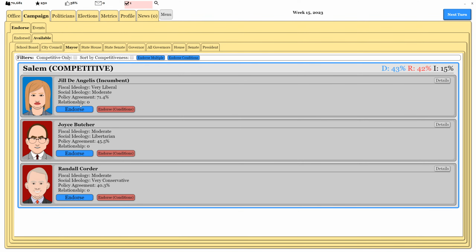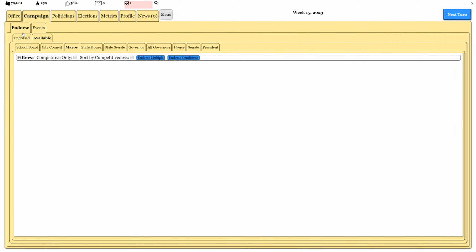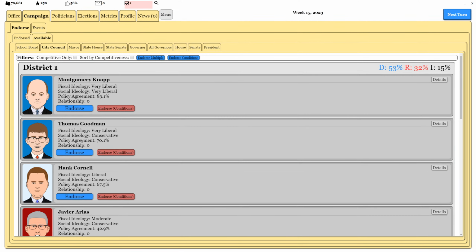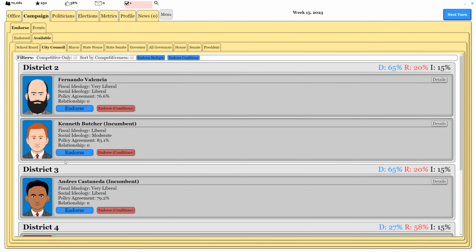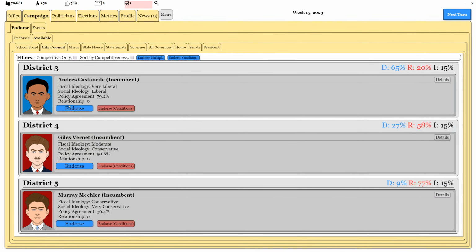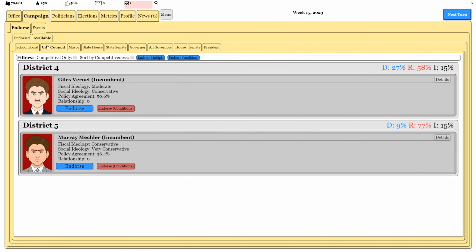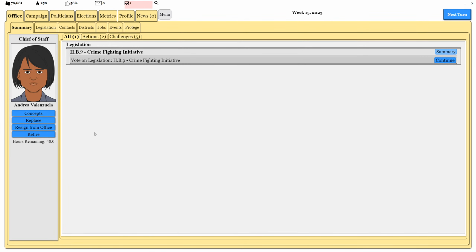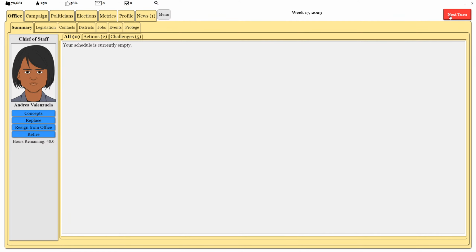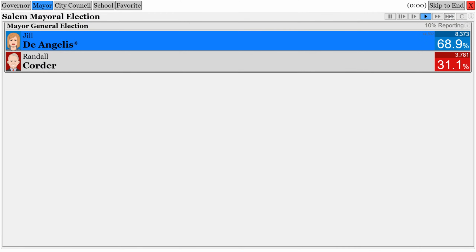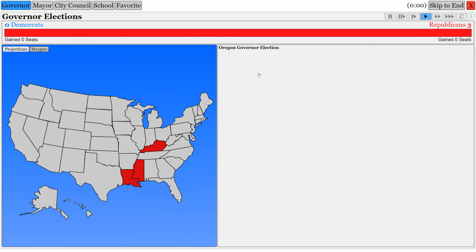Campaign, school board, city, mayor. This is a competitive race, so we'll go ahead and endorse the Democrat. I just entered. What state are you trying to become governor of? Oregon. We're going to be the governor of Oregon. 54-45.